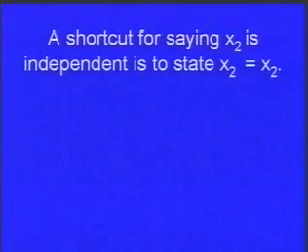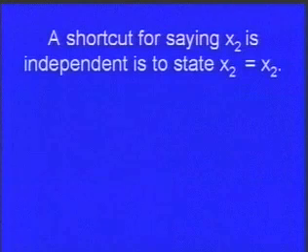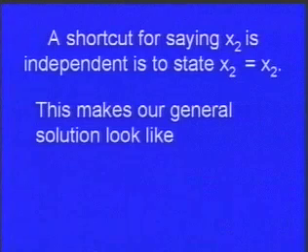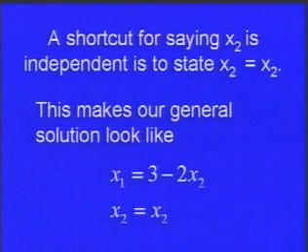A shortcut for saying x2 is independent, because we don't want to write out every time x2 is independent, we just say x2 is equal to x2. That means it can be anything. So that's just a shortcut way of saying independent. That's going to make our general solution look like x1 is equal to 3 minus 2x2, and then you say x2 is equal to x2. It's just a short way of saying x2 is independent. You'll see that a lot more in upcoming sections than you do really in this one.